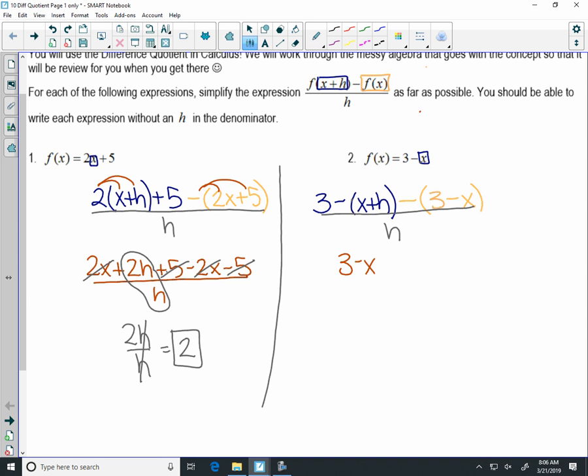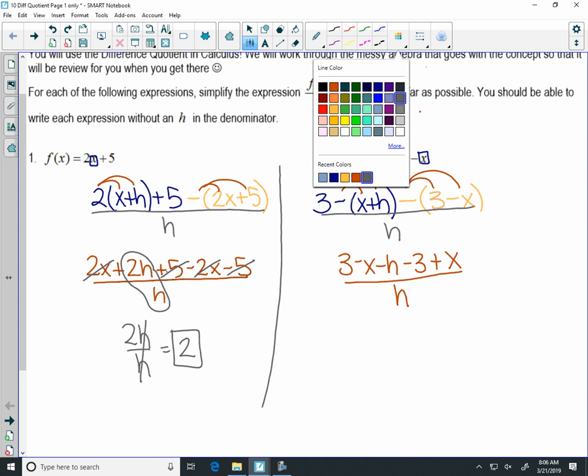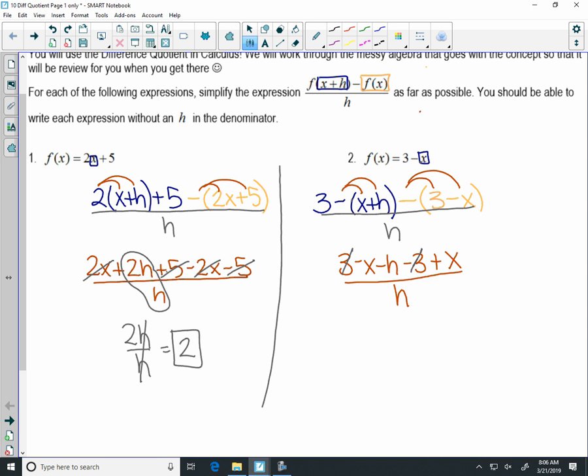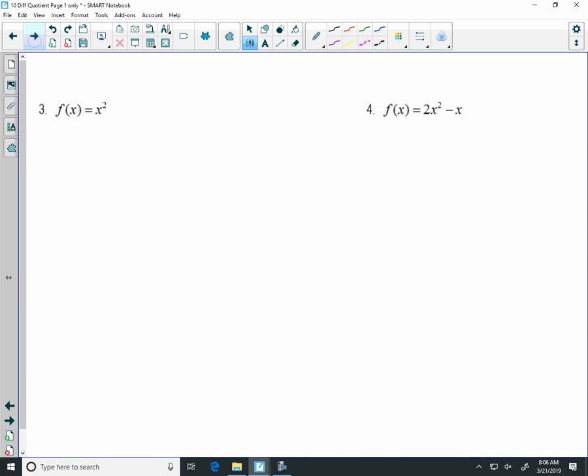Okay, now we math. 3 minus x minus h minus 3 plus x all over h. And you know things are going well if you can cancel a lot. So I have a positive 3 and a negative 3. I have a negative x and a positive x. So I'm left with negative h over h, which is just negative 1. So careful, precise algebra is the way to go here.